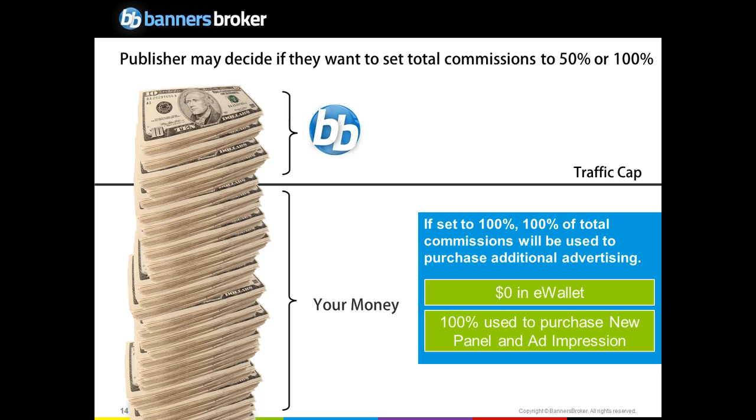So the second slide here is if you set your panels to 100%. When you set your panels to 100%, folks, that means there's $0 going in your e-wallet. 100% is going to buy you additional ad impressions and additional inventory on the publisher site, which is represented by panels. So if you set your panels to 100%, no, you won't see anything in your e-wallet. That does not mean you didn't make any money. You still made the same amount of money whether you put it at 50% or 100%. The only difference is if you didn't set the 50%, there's nothing you can actually withdraw. And that's the significance of 50% and 100%.